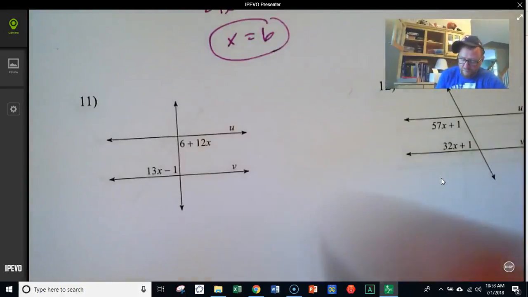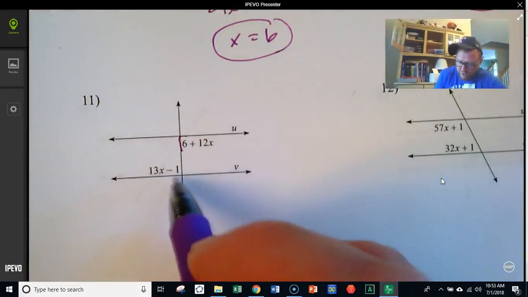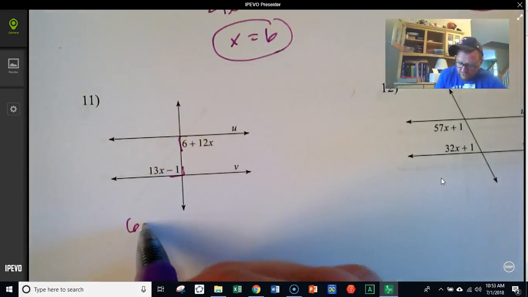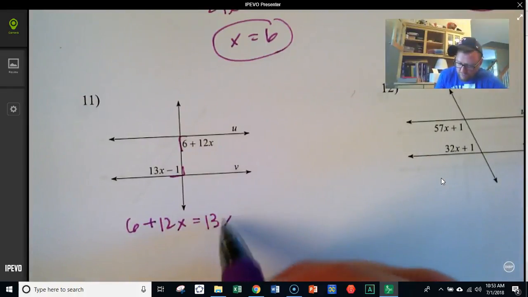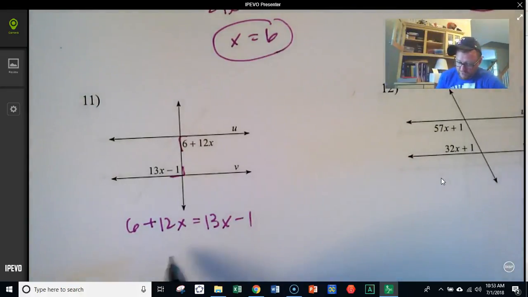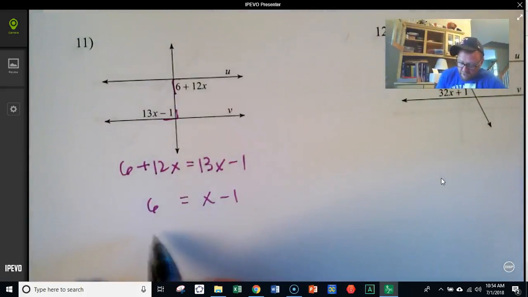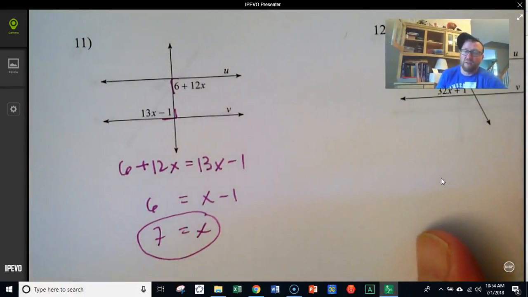Here, let's see, we have alternate interior angles again. So if 6 plus 12x equals 13x minus 1, then the angles will be congruent, the lines will be parallel. So let's see, I'm going to take 12x away from each side. 6 equals x minus 1. Add 1 to each side, and we get 7 equals x. So if x is 7, then the two angles will be congruent, and the lines will be parallel.